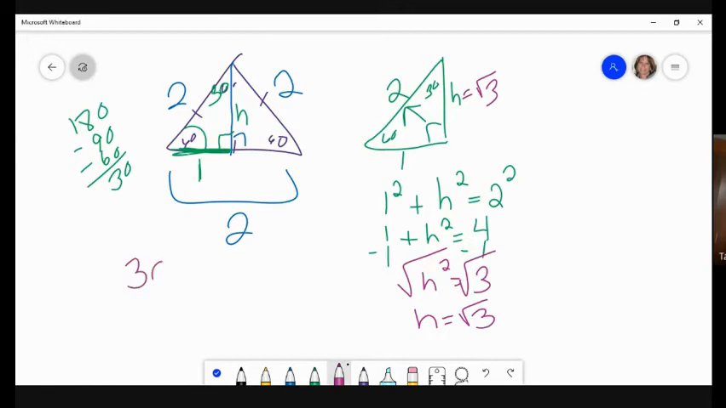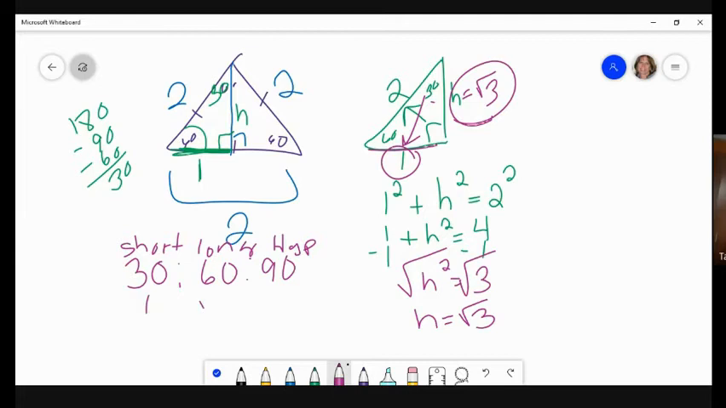So for this one, I'm going to line them up 30, 60, 90, where 30 is going to be my short side, because that's here. It's opposite my 30. 60 is going to be my long side, and 90 is going to be my hypotenuse. And those relationships are going to be 1, square root 3, and 2. Those are the ratios.